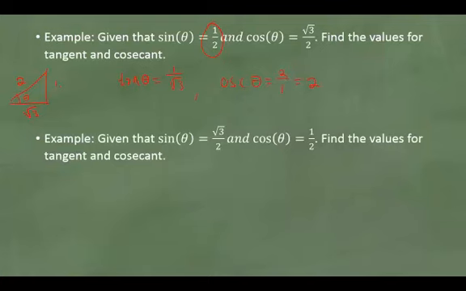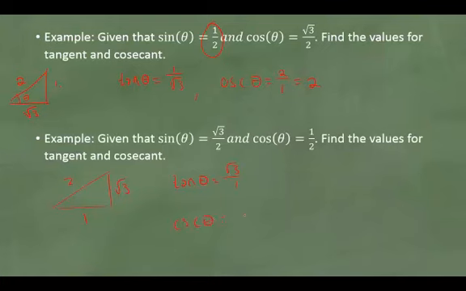Given that sine theta is square root of 3/2 and cosine is 1/2, find the values of tangent and cosecant. So now the other way around. And I'm going to form a triangle. Sine theta is square root of 3/2. Cosine theta is 1/2. So tangent now is y/x, square root of 3/1, or square root of 3.